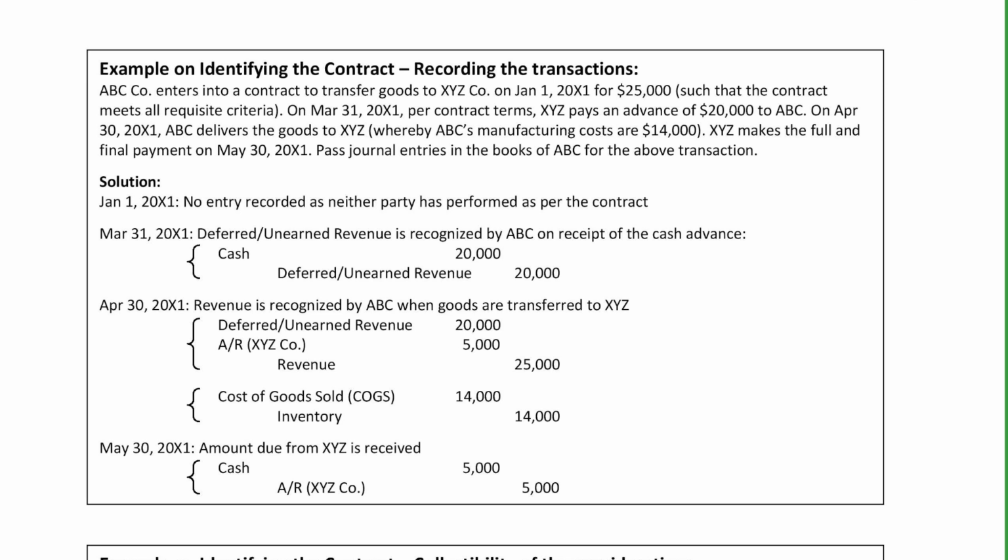So let's first look at the journal entry when ABC receives advance from the customer. So highlight deferred or unearned revenue is recognized by ABC on receipt of the cash advance. So the cash advance from the customer is more like a liability because ABC has not yet delivered, can't recognize revenue yet. And that liability is recognized as underlined deferred or unearned revenue.